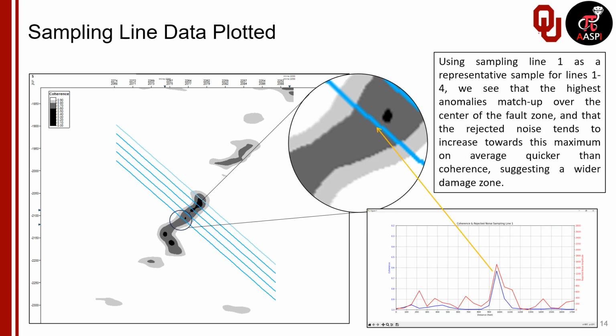Here is what my sampling line data looks like. So we're going to be looking at sampling line 1, which is plotted in the bottom right. This is returning the coherence in blue and the absolute value of the rejected noise amplitudes in red. So as you can see, the peaks are perfectly aligned with each other. The same thing holds true in lines 2, 3, and 4, though the rejected noise amplitudes increase towards their maximum at a quicker pace than the coherence, which suggests a potentially wider interpreted damage zone than the coherence shows.